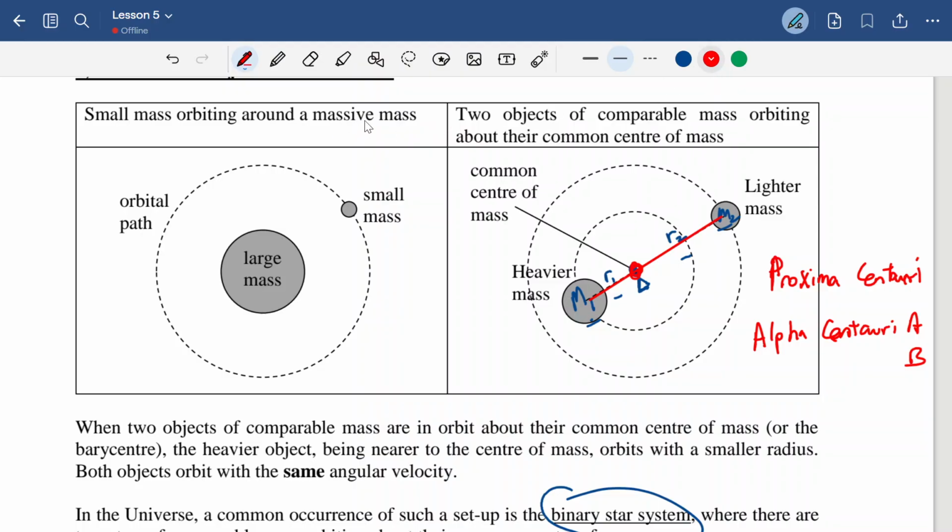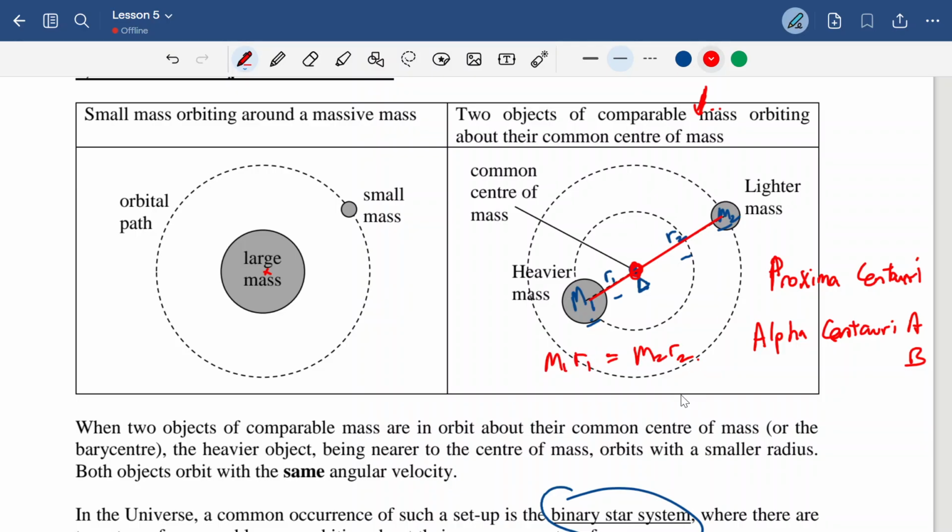All the masses, when they're orbiting, actually follow this. Just that when you have a very large mass and a small mass, the center of mass is almost at the center, so you don't see it. Now you see, again, M1R1 is equal to M2R2.